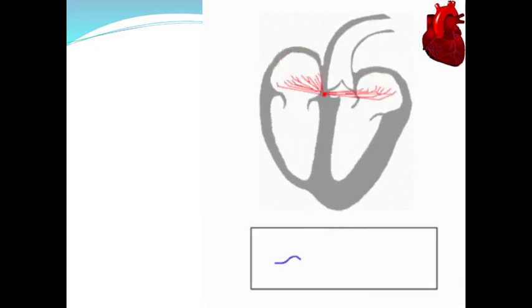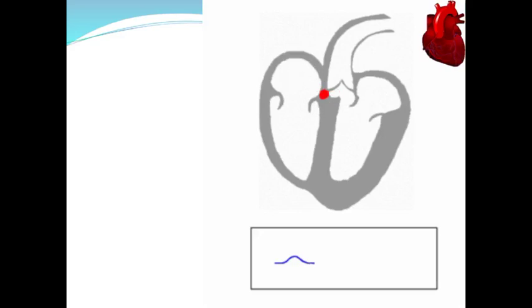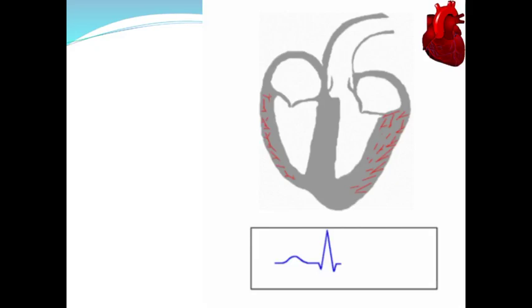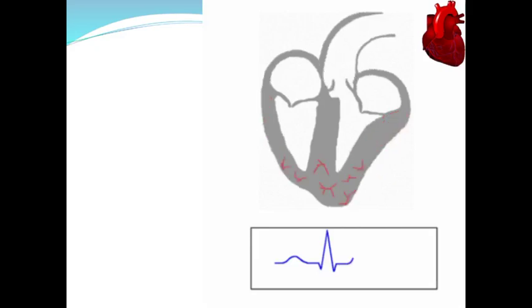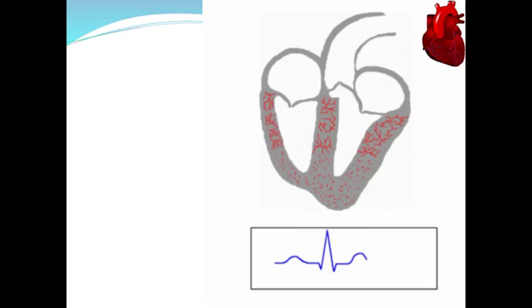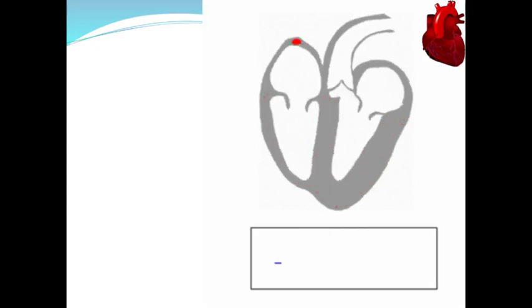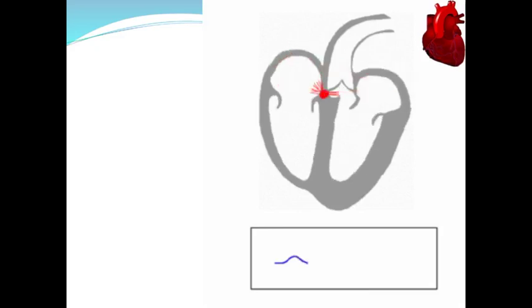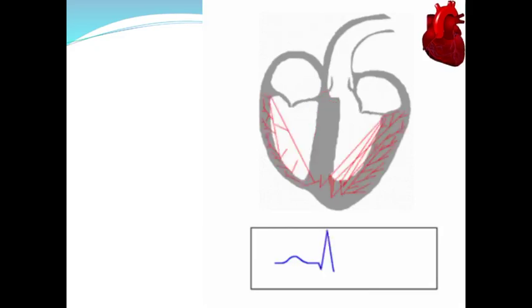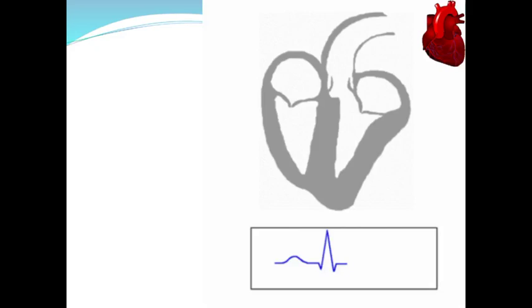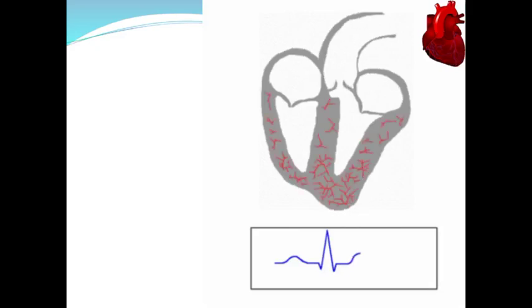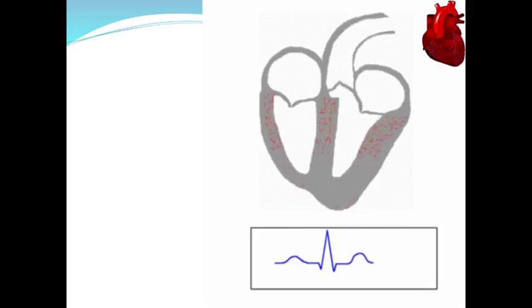See here, we have the P wave. The P wave constitutes the atrial activation and the AV node delay. See again, this AV node delay gives us the P wave, and then we have the depolarization and activation of the ventricles that gives us the QRS complex. So these are the waves.